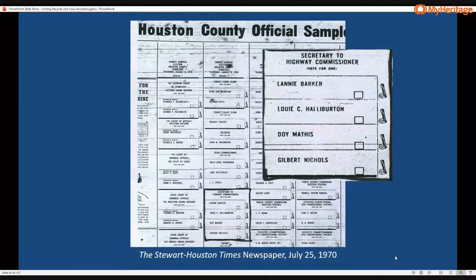This is actually the sample ballot that was published in the newspaper. So not only can I see that he ran for this particular office, but I could actually see the sample ballot that everyone saw when they cast their vote in 1970. He actually ran 2 times for this position, never did get it, but I can actually see the actual sample ballot, and it was published in the newspaper.